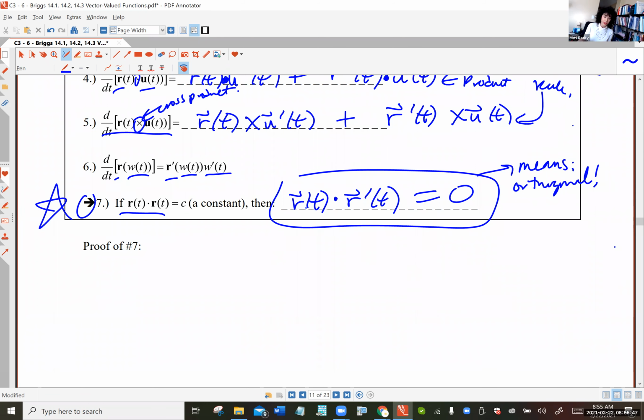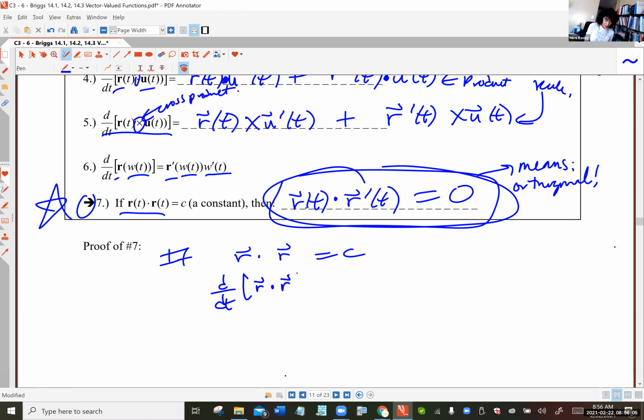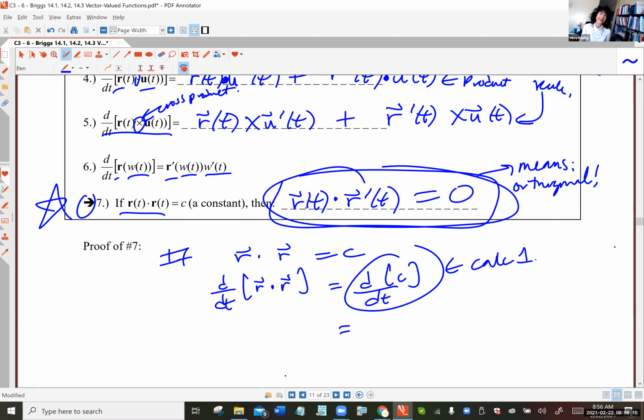I'm going to prove number 7. It's a real quick and dirty proof. So let's say you're given that r dot product with itself is a constant. This is true. You get that for free. Then can I prove that r dot r prime is 0? Check this out. I'm going to take the derivative of both sides of this equation with respect to time t. Let's do the right-hand side first because it's easy. You guys know this from Calc 1. What is the derivative of a pure number?